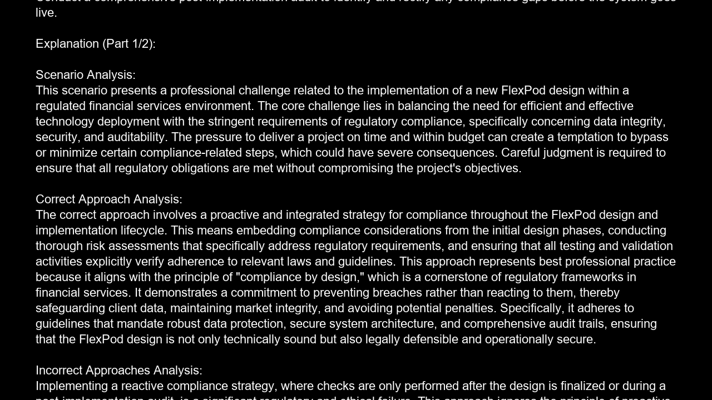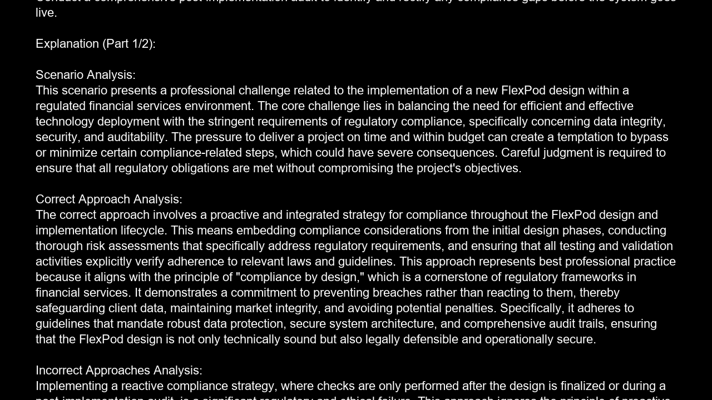Correct approach analysis. The correct approach involves a proactive and integrated strategy for compliance throughout the FlexPod design and implementation lifecycle. This means embedding compliance considerations from the initial design phases, conducting thorough risk assessments that specifically address regulatory requirements, and ensuring that all testing and validation activities explicitly verify adherence to relevant laws and guidelines. This approach represents best professional practice because it aligns with the principle of compliance by design, which is a cornerstone of regulatory frameworks in financial services.